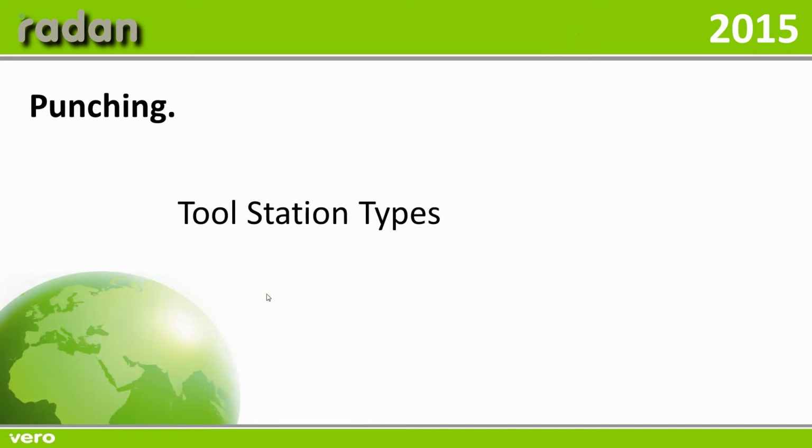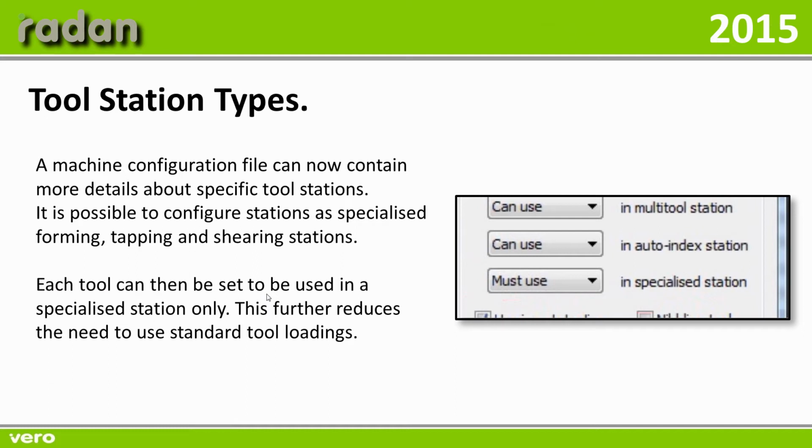Tool station types. A machine configuration file can now contain more details about specific tool stations. It is possible to configure stations as specialized forming, tapping and shearing stations. Each tool can then be set to be used in a specialized station only. This further reduces the need to use standard tool loadings. So you can see here that I've got a specialized station, and then I've got the option to say must use. So a particular forming or tapping tool will be only placed in the specialized station.